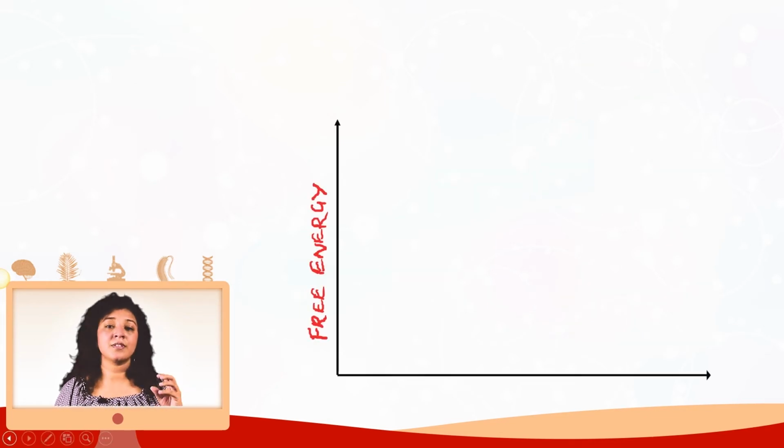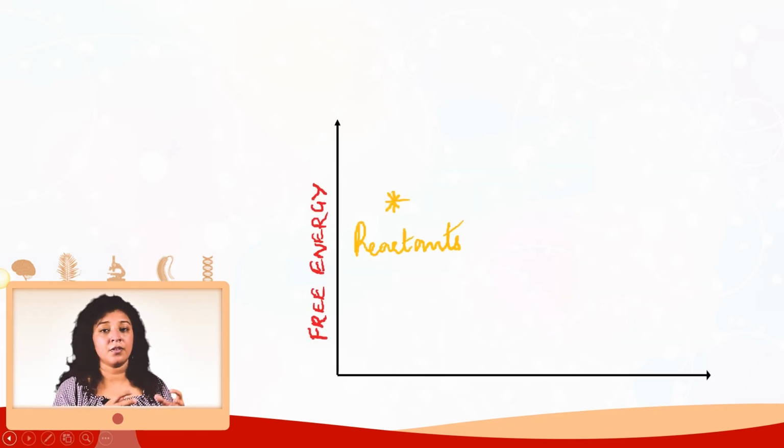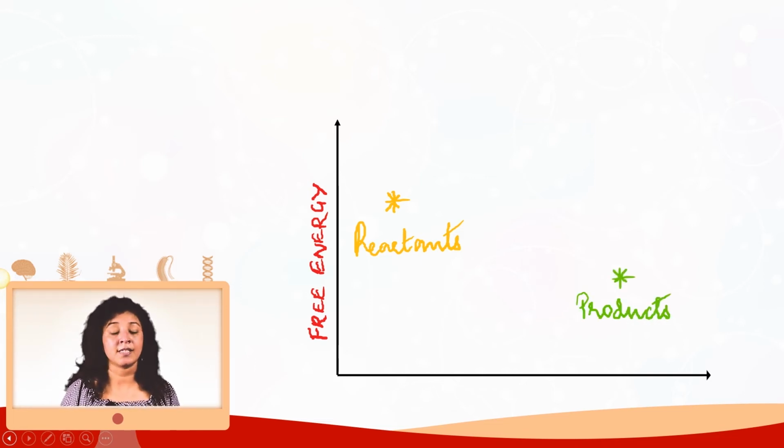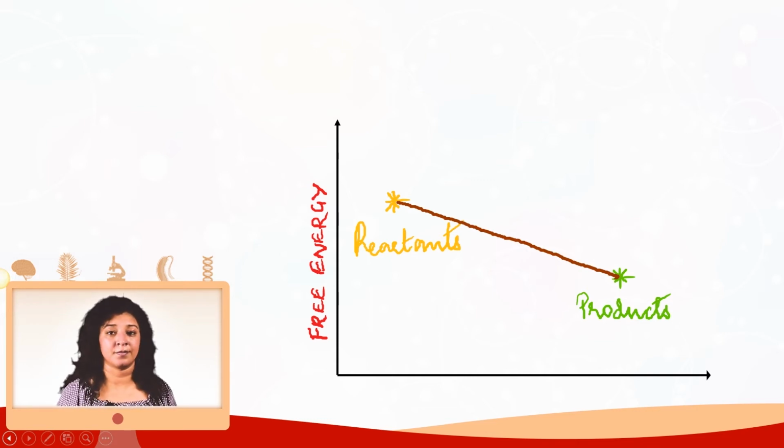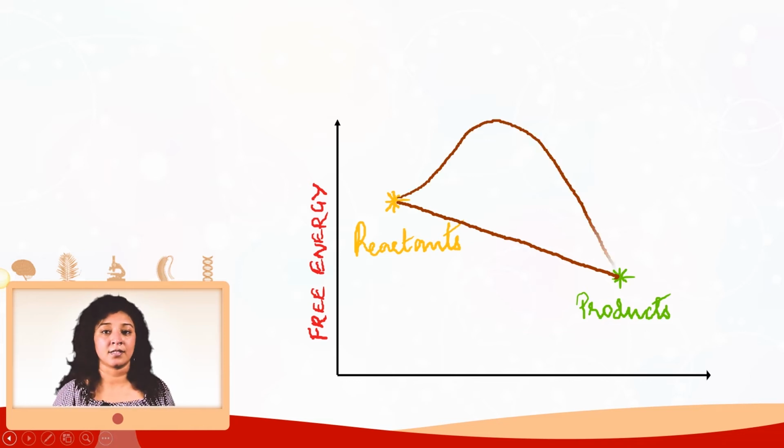So let's assume this is the free energies of the reactants. Of course, it's the summation. So this is the sum of the free energies of the reactants, and after a while it will form products. And since this is an exergonic reaction, the free energies of the products will be lower than the free energies of the reactants. So you might assume the reaction proceeds something like this, like a slope. But actually it doesn't. It would look more like this.